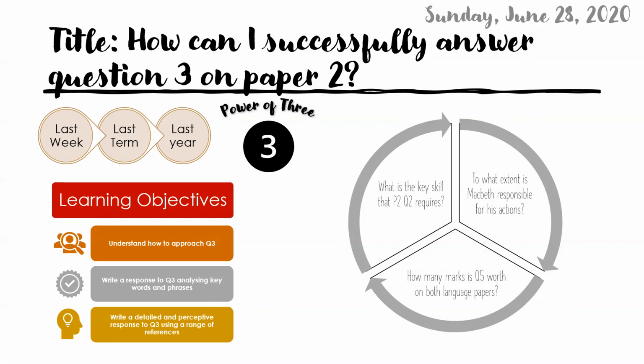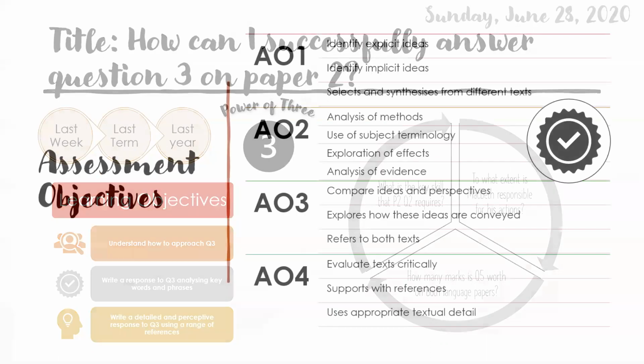I'd then like you to go and have a look at the learning objectives on the left-hand side. The key things that we're going to be looking at today: to understand how to approach question 3, to be able to write a response to question 3, analysing keywords and phrases, and then lastly, to be able to write a detailed and perceptive response to question 3 using a range of textual references.